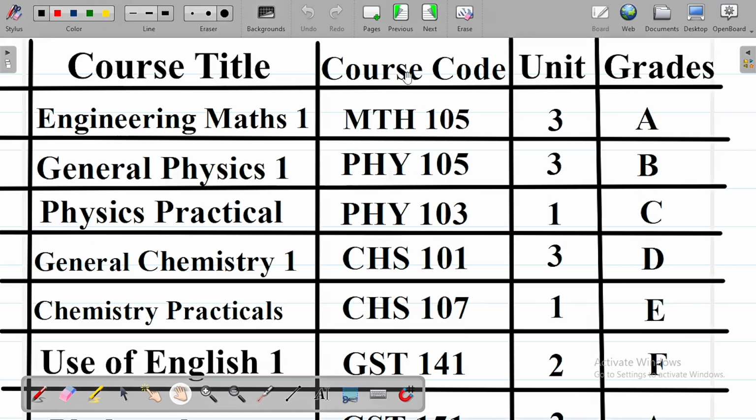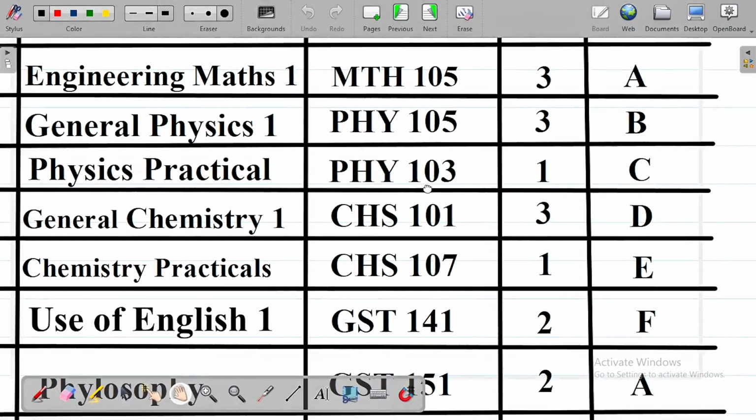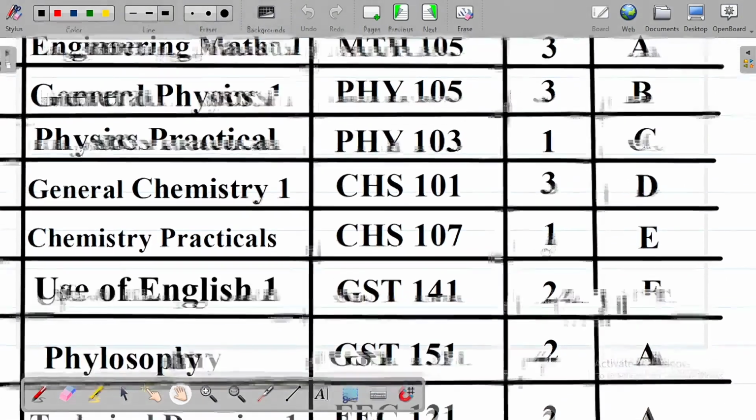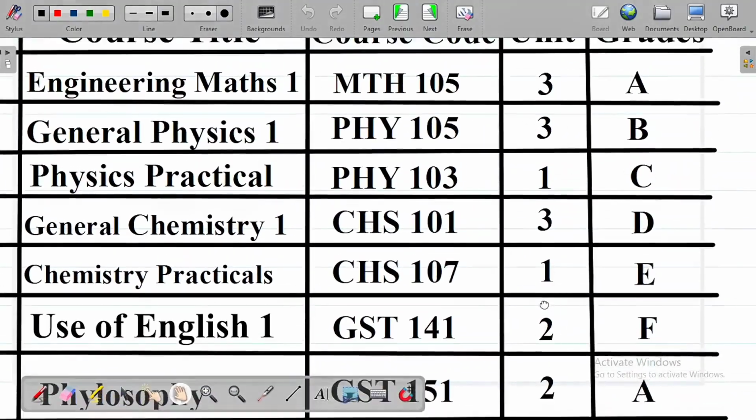The second column here is the course code. For Engineering Maths, we have MTH 105. General Physics 1, we have PHY 105, and so on. The unit for Engineering Maths 1 is 3 units. General Physics 1 is a 3-unit course. Physics Practical is a 1-unit course. General Chemistry 1 is a 3-unit course. So you see, we have 1 unit, 2 units, and 3 units.